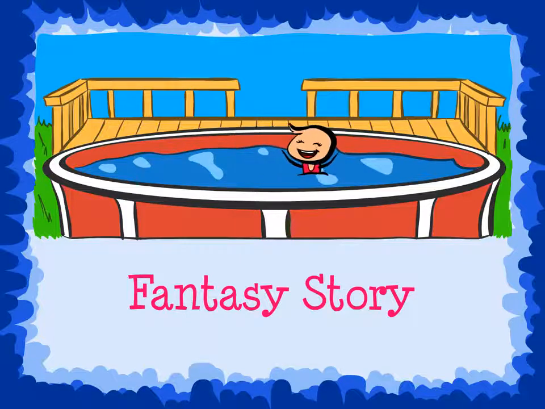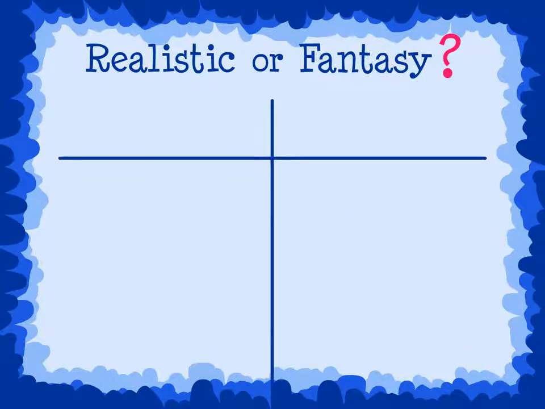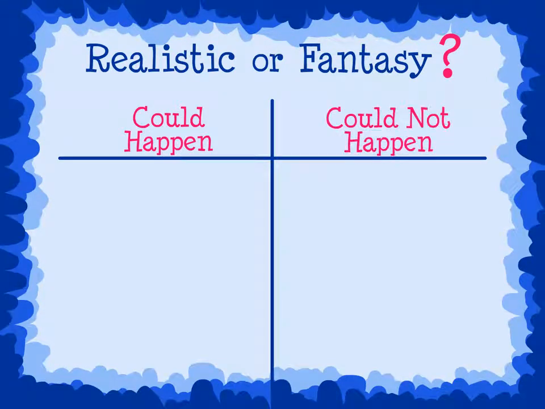Good readers look for clues and events in the story to help them decide if they can happen in real life or not. We can use a graphic organizer to help organize the information from the story to see if it is a realistic fiction or a fantasy story. We will make a two-sided chart, and on one side we will list the events in the story that could happen, and on the other side we will list the events that could not happen in real life.